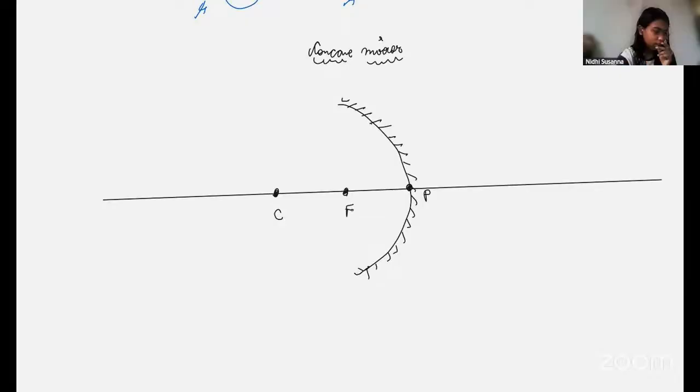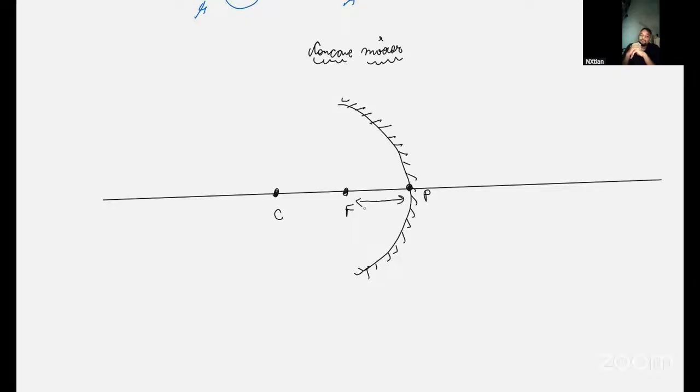I forgot where is the focal point. Focal length is the distance between the focus and the pole.